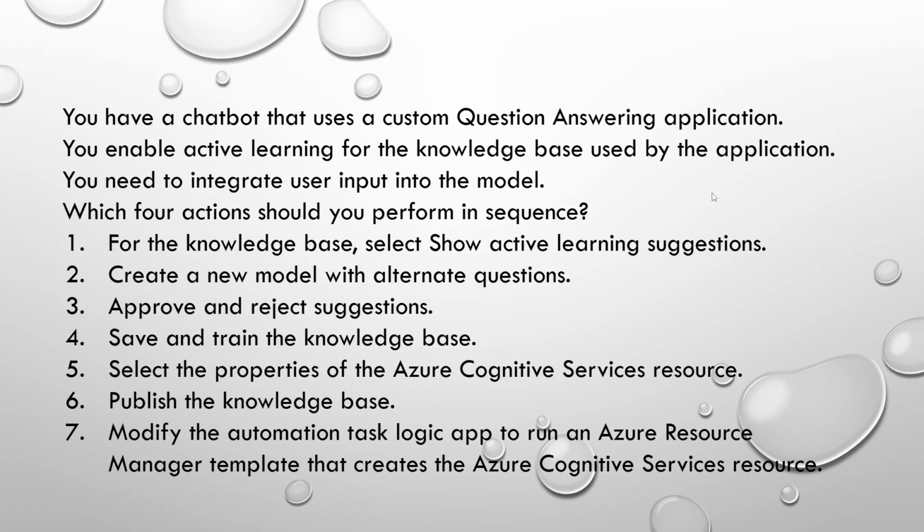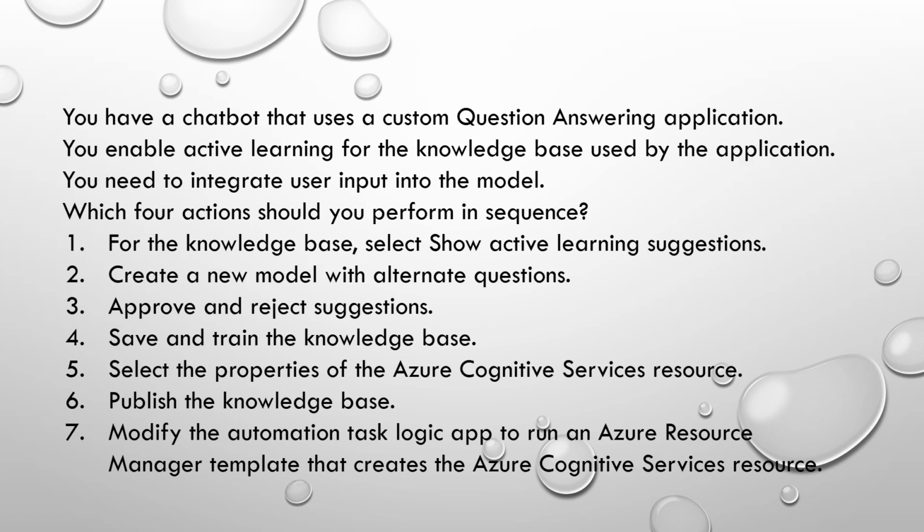Now to the question. You have a chatbot that uses a custom question answering application. You enable active learning for the knowledge base used by the application. You need to integrate user input into the model. Which four actions should you perform in sequence?